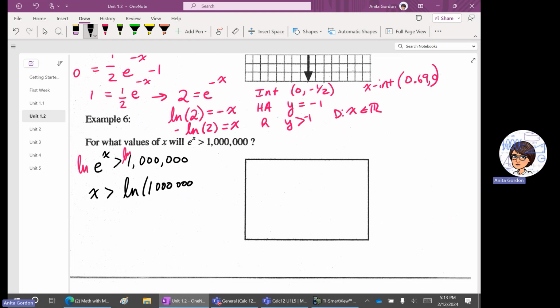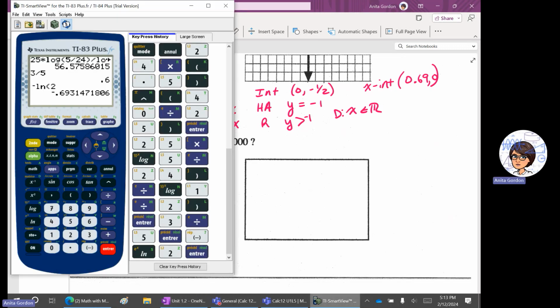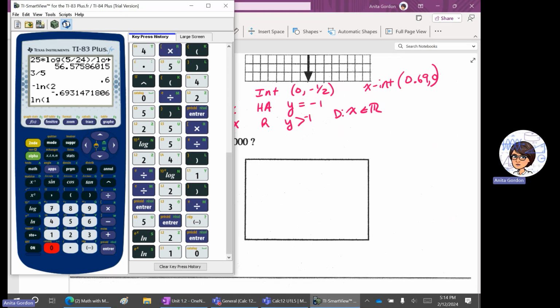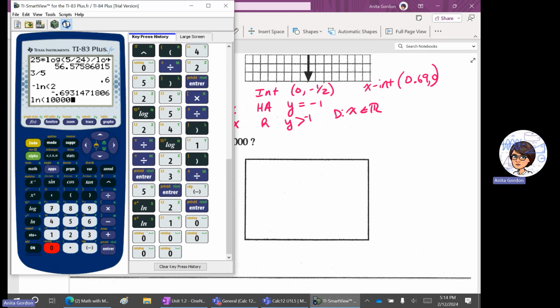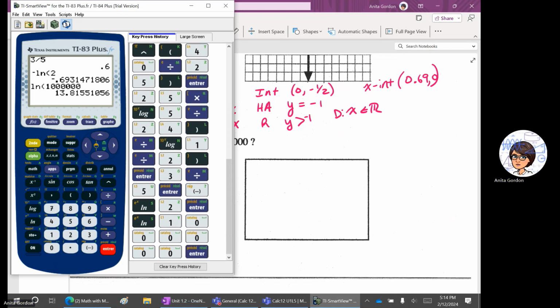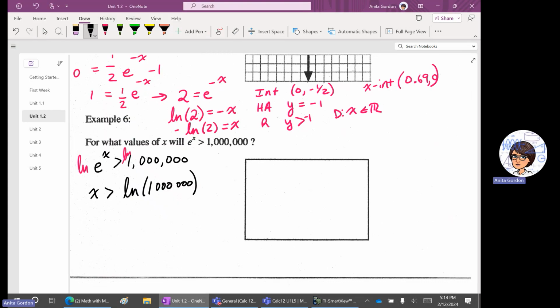1, 2, 3, 1, 2, 3. So 6 zeros. Can stick that in our calculator. Ln of 1 million, enter. 13.8. So x has to be greater than 13.8. So in order to reach y equals 1 million, or I guess reach higher than y equals 1 million, we have to set x greater than 13.8.